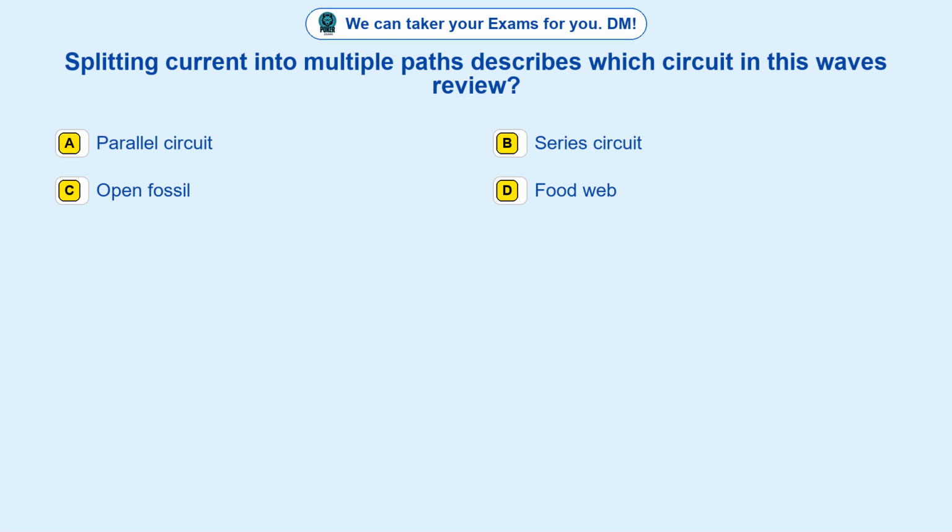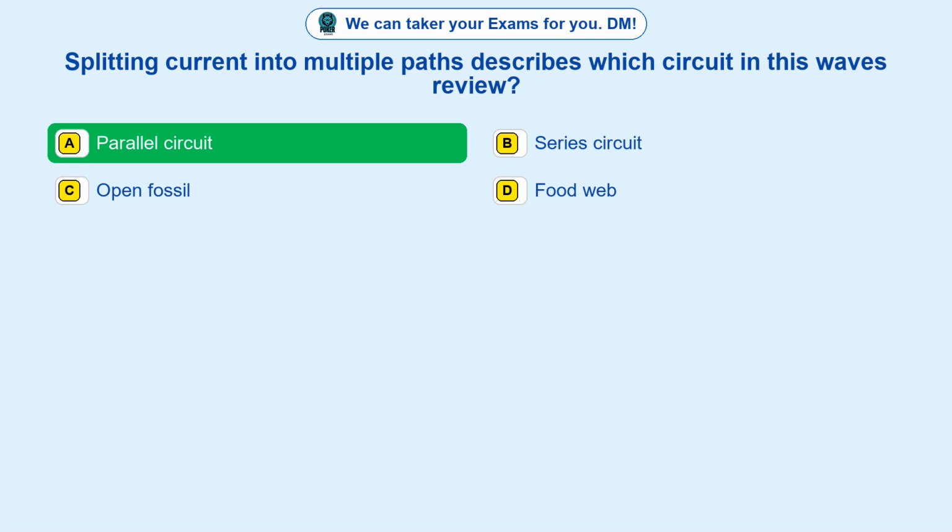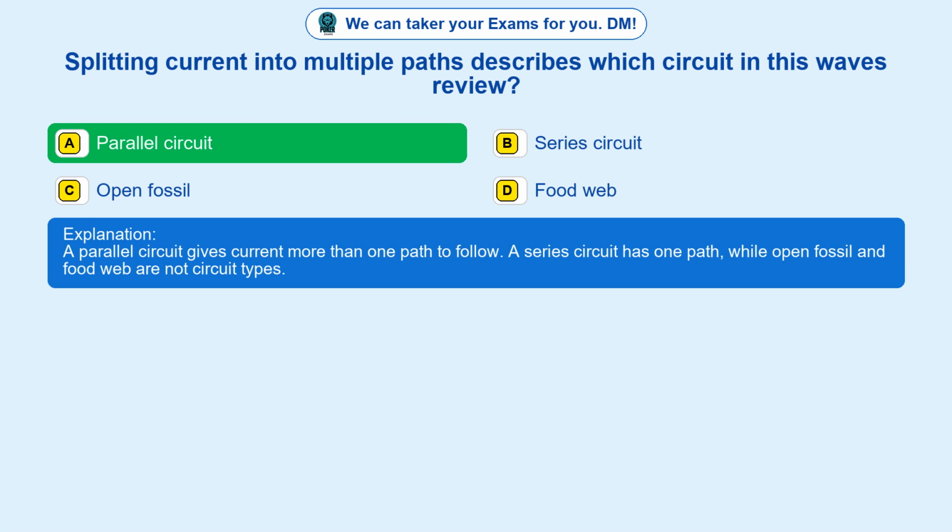Question 72. Splitting current into multiple paths describes which circuit in this waves review? Option A, parallel circuit. Option B, series circuit. Option C, open fossil. Option D, food web. The correct answer is option A. Parallel circuit. A parallel circuit gives current more than one path to follow. A series circuit has one path, while open fossil and food web are not circuit types.